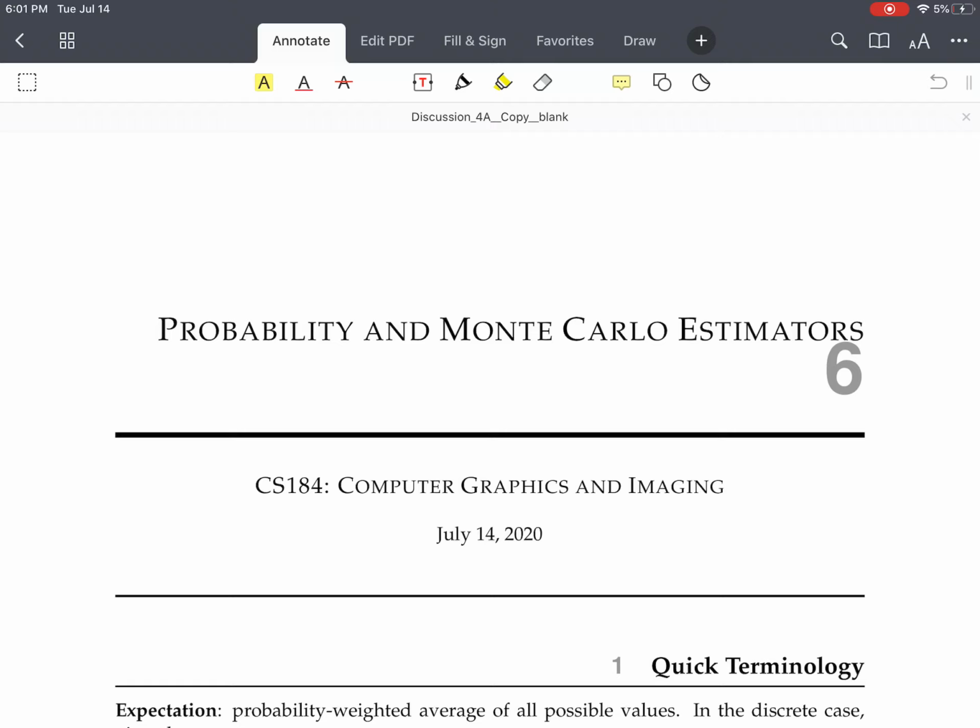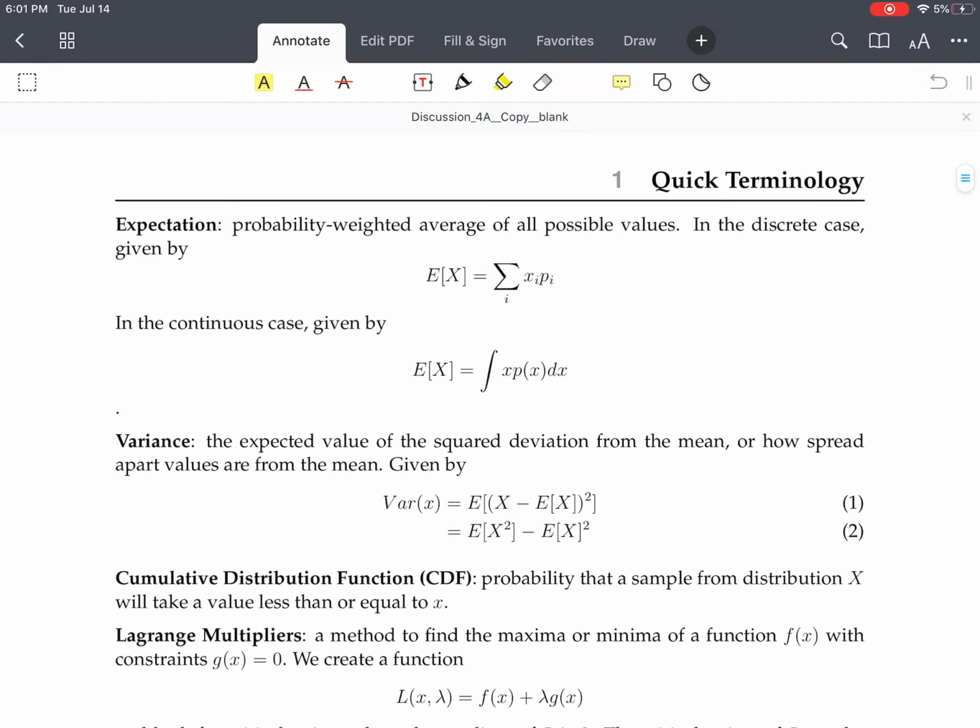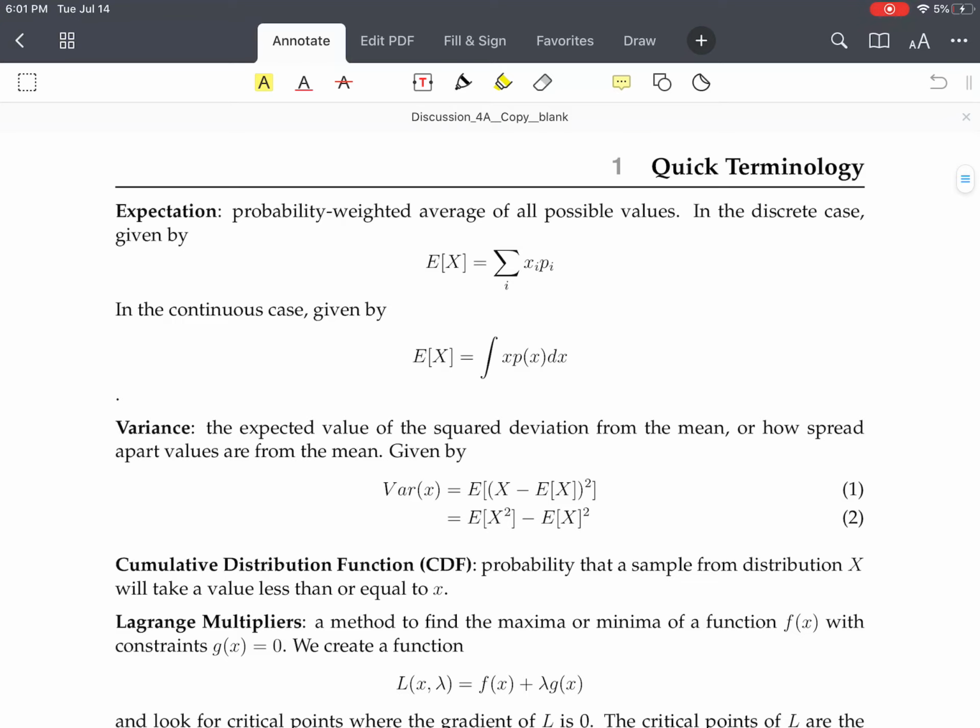Today we're going to be going over probability and Monte Carlo estimators. So let's go ahead and get started. First up, there's some short terminology, some introduction. Some of this you'll have already seen in the math intro, but we can briefly go over it again. Expectation is the probability weighted average of all possible values.